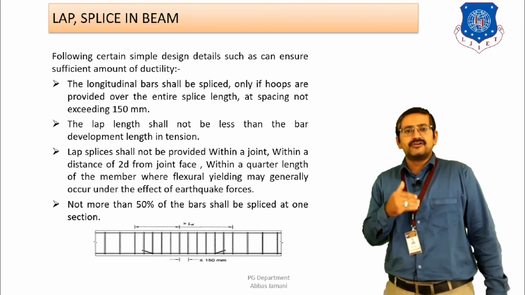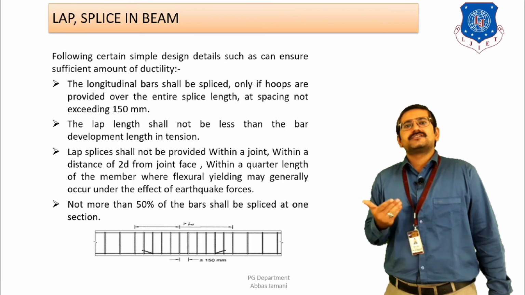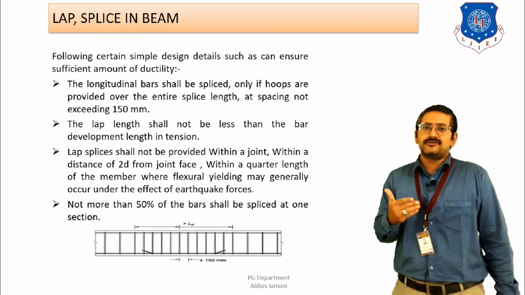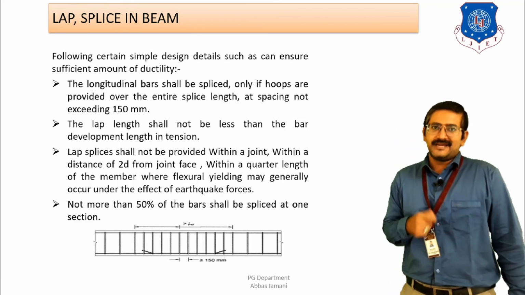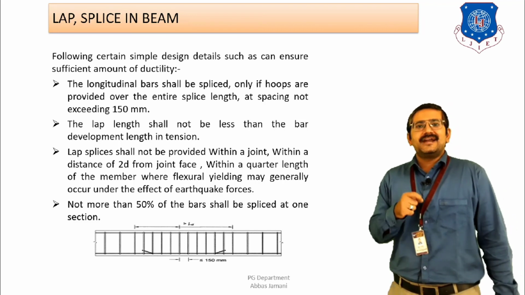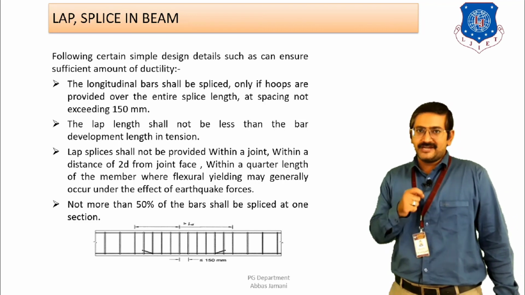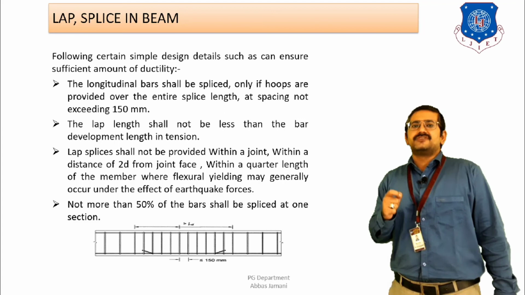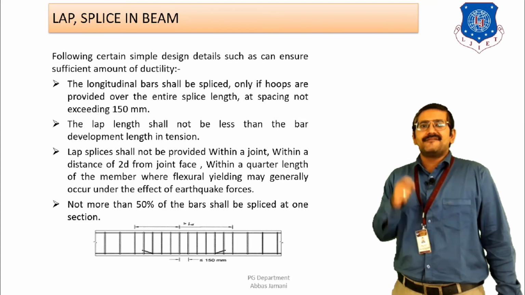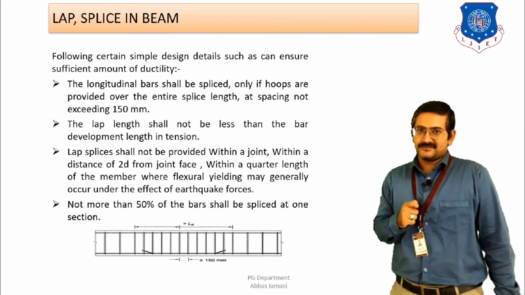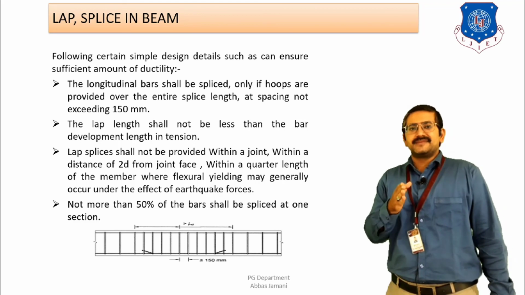And if we talk about the location of the lap and the location of the splices, certain guidelines are given for that also. That is, the code is saying that the lap should not be provided within a joint, or at a distance 2D from the joint, or at the same time D by 4 distance from the face of the column, right? So again, let us break it down slowly.